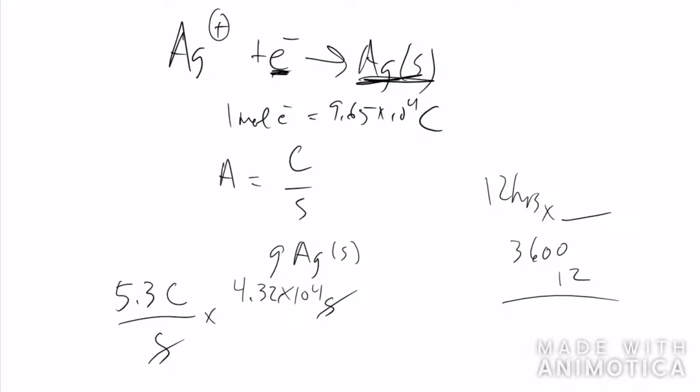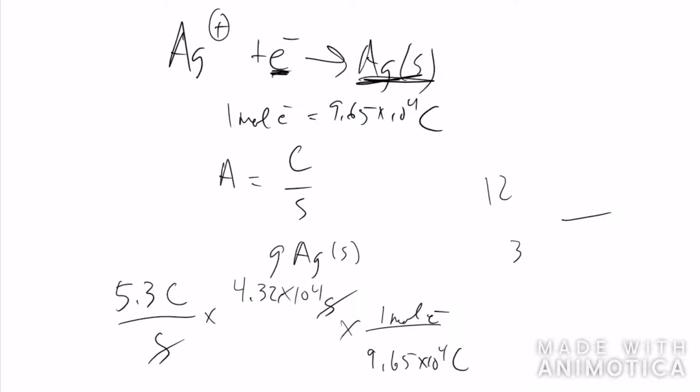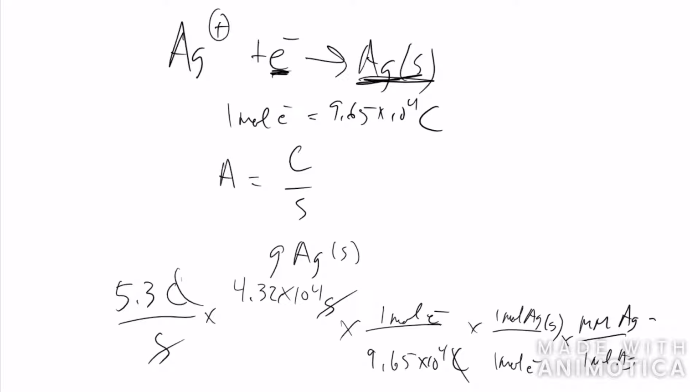So times 9.65 times 10 to the 4th coulombs is 1 mole of electrons. And what am I multiplying it by next? So now I have moles of electrons. You have to do a ratio. Yep, ratio, so 1 mole of electrons is 1 mole of silver. And then 1 mole of silver is equal to the molar mass of silver in grams. Okay, and that will cross here, here, here, and here, and I'm left with mass of silver.